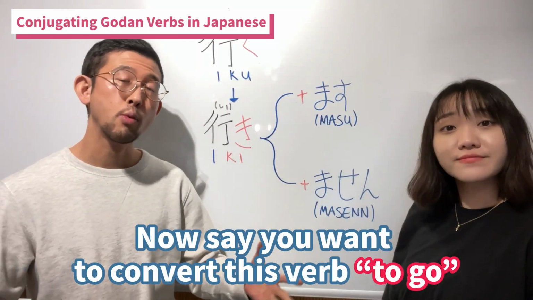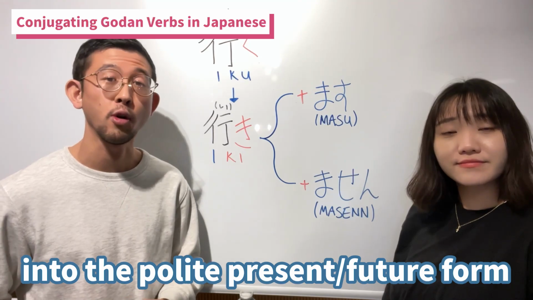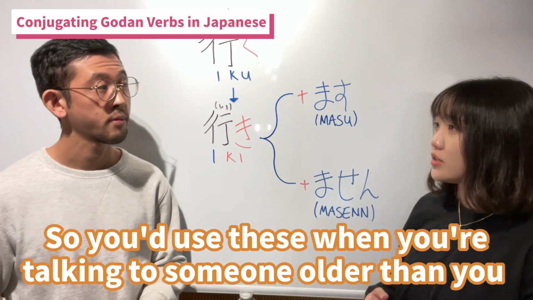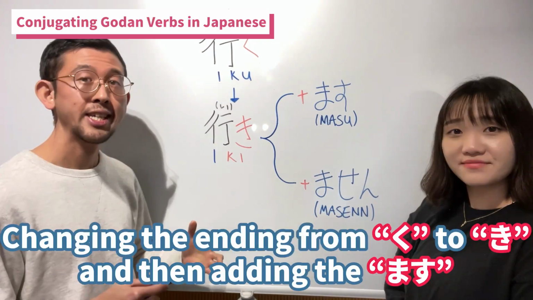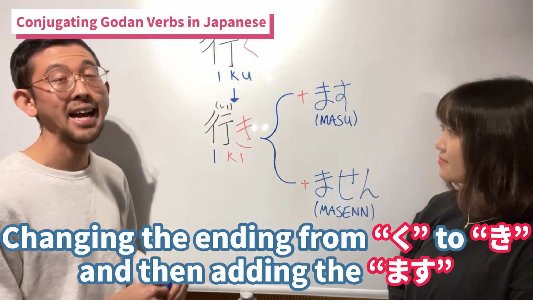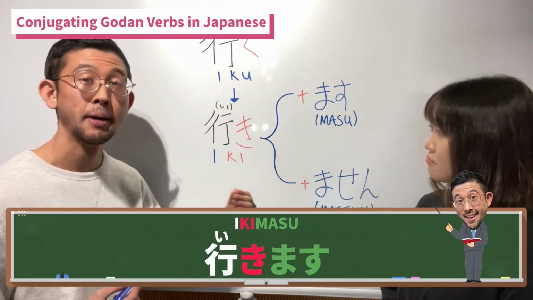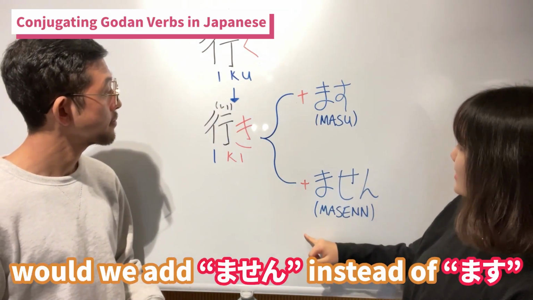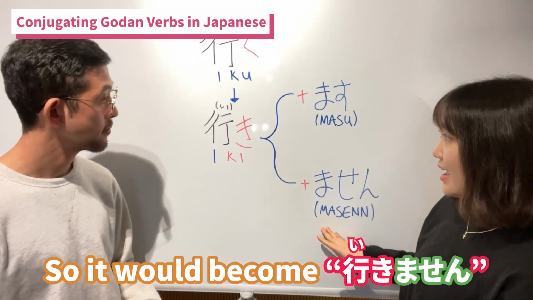Gotcha. Now say you wanted to convert this verb to go into the polite present future form, otherwise known as the masu form. So you'd use these when you're talking to someone older than you or in a formal situation? Right, exactly. Changing the ending from ku to ki and then adding the masu, it becomes ikimasu. I see. Then for the polite negative, would we add masen instead of masu? So it would become ikimasen.